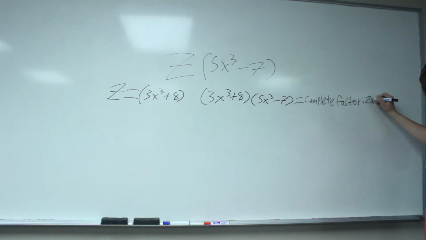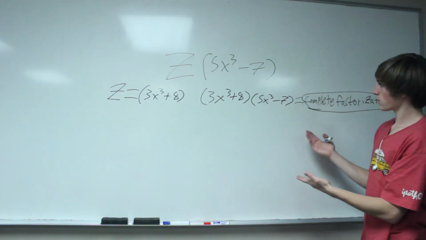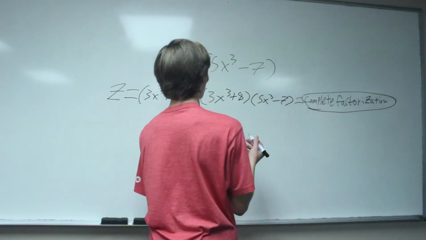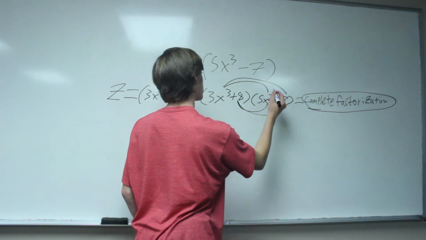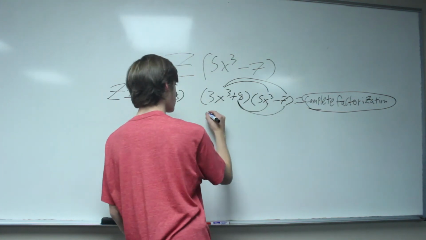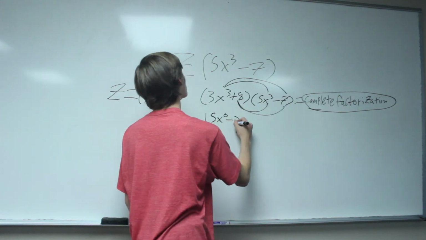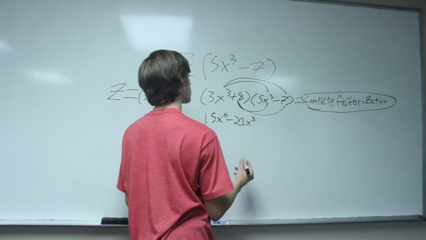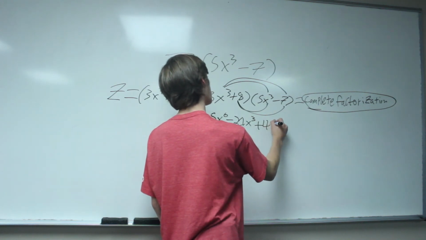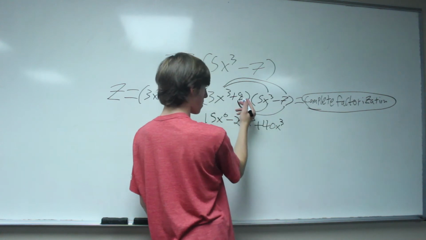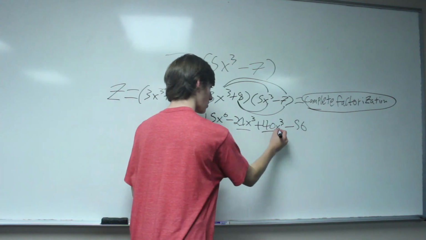You don't believe me? You think I'm a liar? I'll prove you wrong. We can do this by FOILing this. So we'll multiply 3x cubed times 5x to the 3rd, and that will equal 15x to the 6th. And then we'll multiply 3x cubed times negative 7, and that equals negative 21x cubed. Then we'll multiply 8 times 5x cubed, and that equals 40x cubed. And then we'll multiply 8 times negative 7, and that equals negative 56.